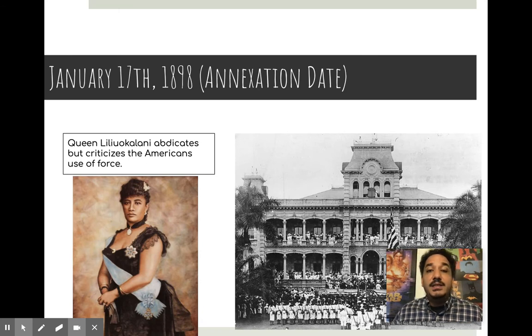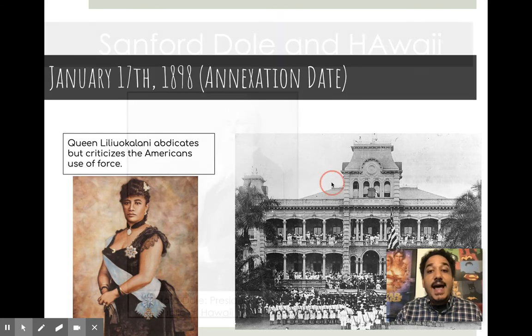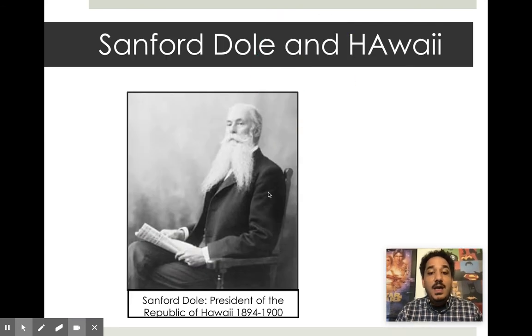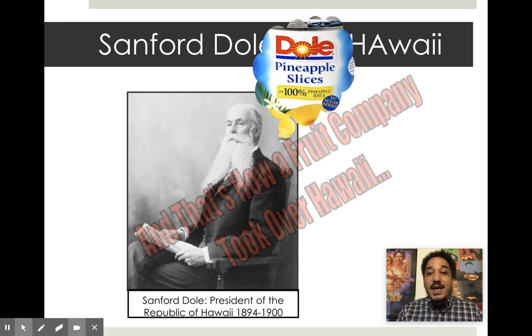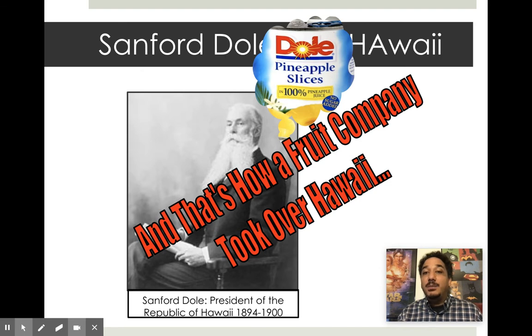So she abdicates, and now Sanford Dole, the guy I showed you before, is now elected as the president of Hawaii. And he becomes the president of the Republic of Hawaii from 1894 to 1900. And if you haven't heard of Sanford Dole, maybe you just saw it. He is the founder of Dole Pineapple, the whole Dole Fruit Company, Dole bananas, Dole pineapples, what have you, whatever you see at the store. That's that guy. So that's actually how a fruit company helped take over Hawaii.